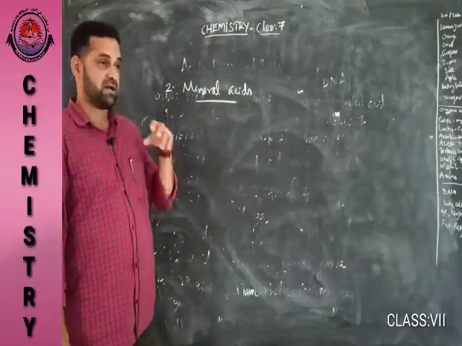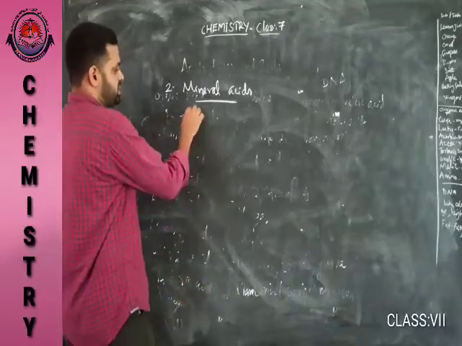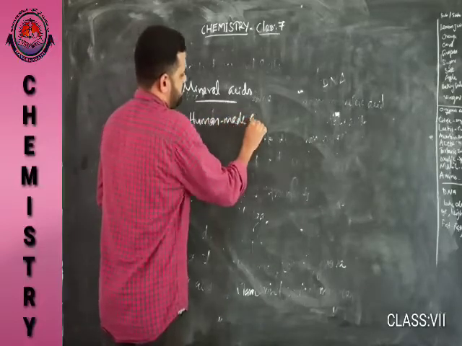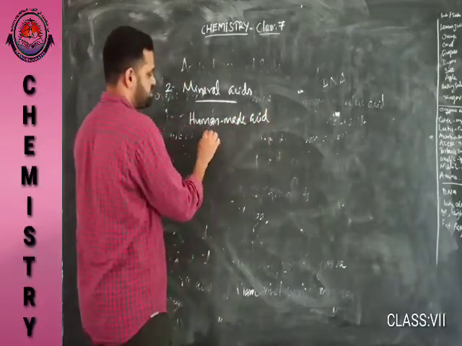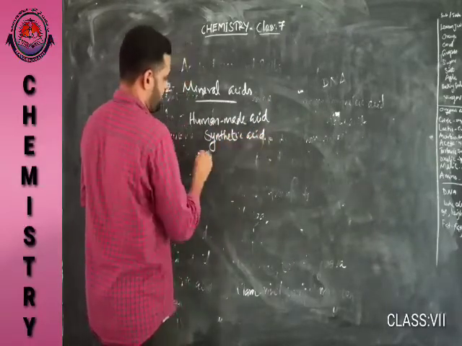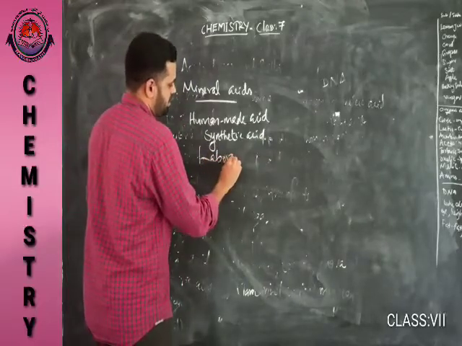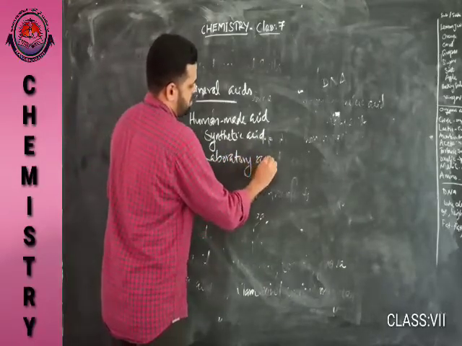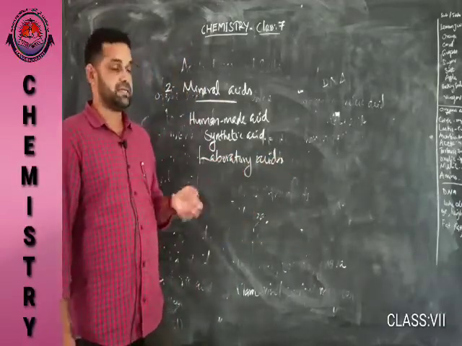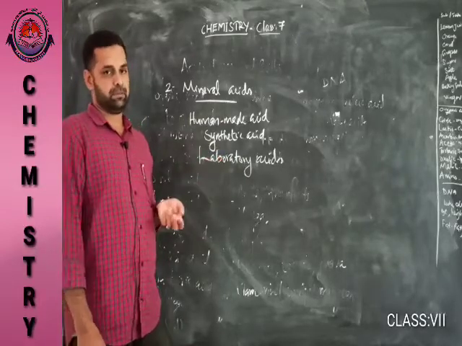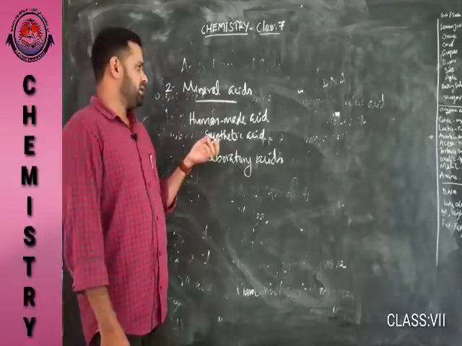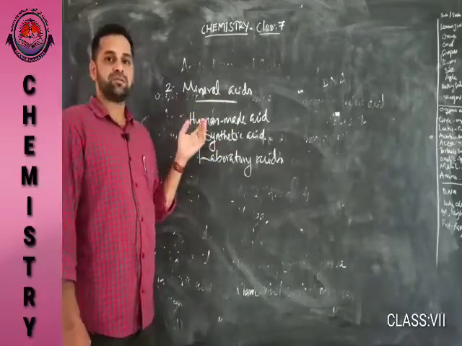So these mineral acids, I told you that they are also known as human made acids, or synthetic acids, or laboratory acids. Why? Because these acids are used in the laboratory for various experiments. That is why they are called laboratory acid, synthetic acid and human made acid. And these are prepared from the minerals of the earth.